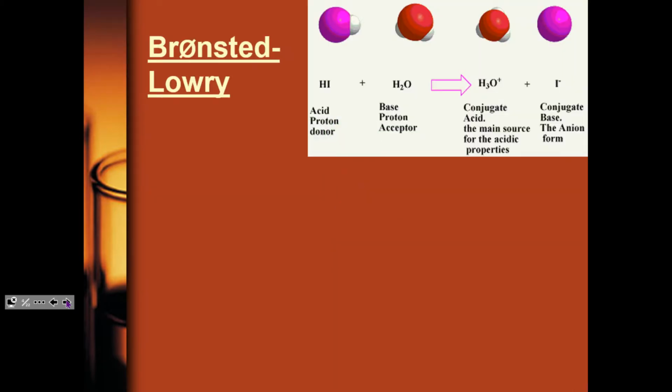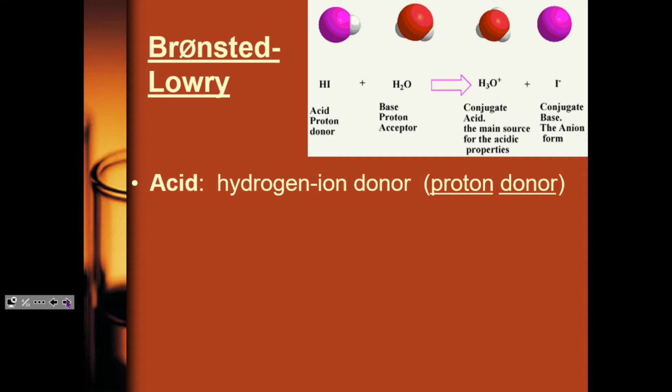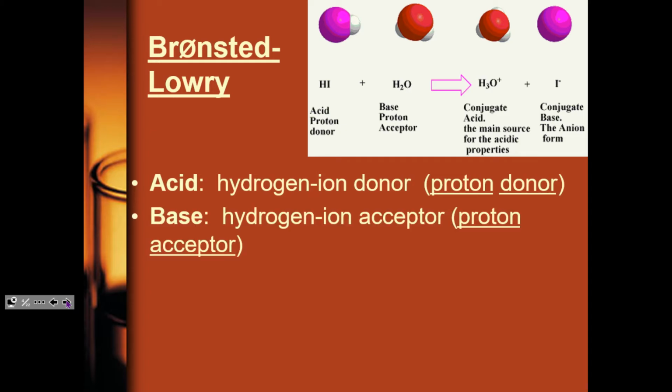OH minus. Now, our second definition is known as the Bronsted-Lowry definition for acids and bases. Now, Bronsted-Lowry definition for an acid is when there's a hydrogen ion being donated, which we also call the proton donor, somewhere else. A base is what we call a hydrogen ion acceptor. So this is where the definition gets a little bit different from Arrhenius.